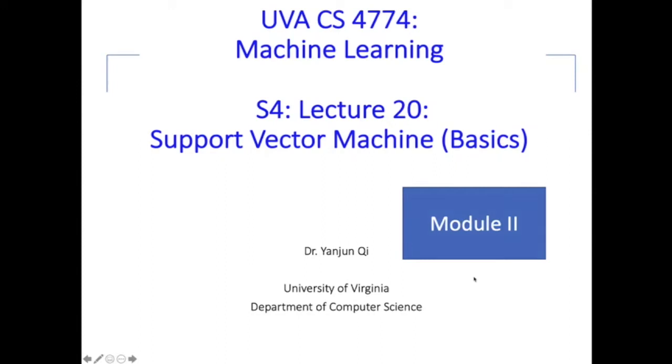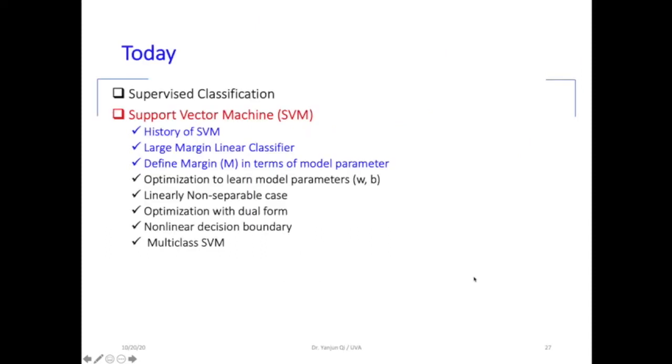All right, so this is lecture 20 in section 4. We are covering support vector machine basics, and this is module 2 of the basic SVM. In the first module of SVM, we covered the history of SVM and also the definition of the large margin linear classifier. So in this module 2, we will define margin M in terms of the model parameters.